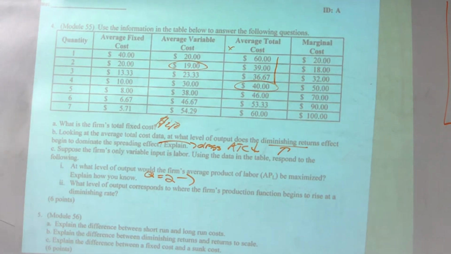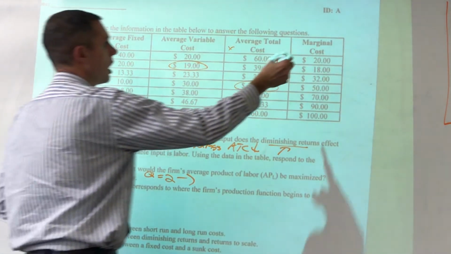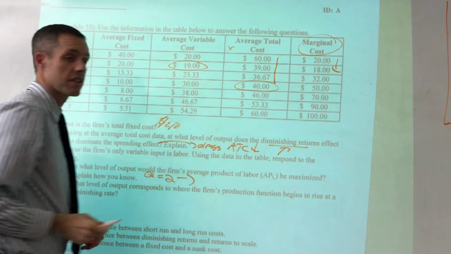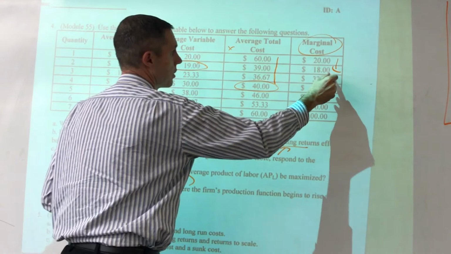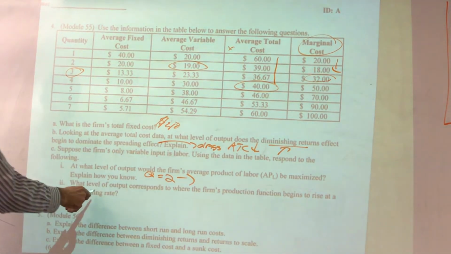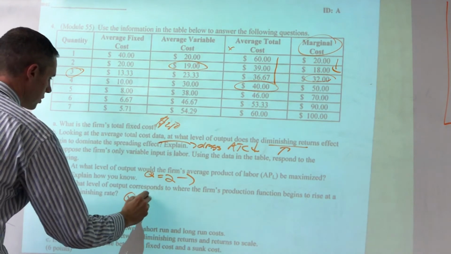And the last question, what level of output corresponds to where the firm's production function begins to rise at a diminishing rate? That means your marginal product of labor would begin to go down, still as a positive number, beginning to go down. We know that is, again, a direct inverse relationship to marginal cost. Marginal cost is decreasing to the 2nd. That means marginal product is going up, but on the 3rd unit, marginal cost goes up. And so that must mean that while marginal product is going down, total product is increasing just at a diminishing rate, so quantity equals 3.